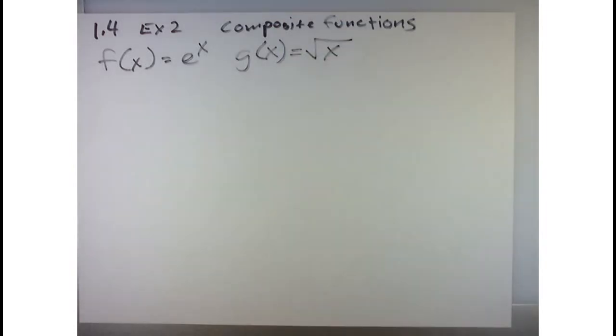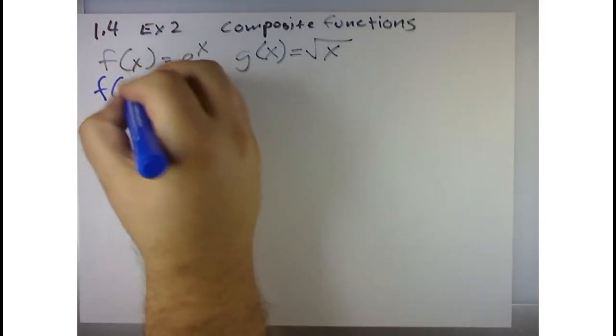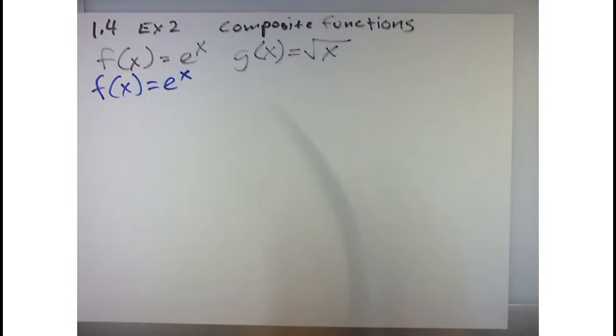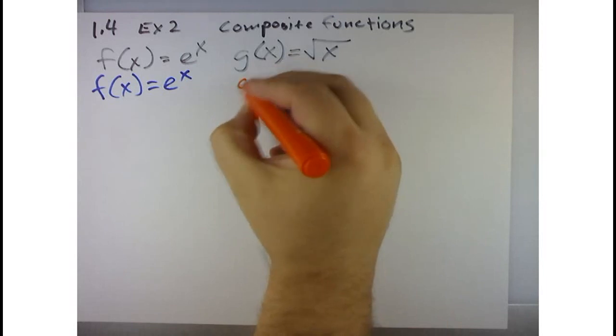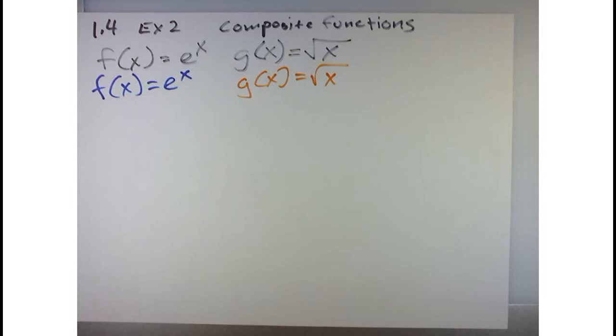Okay? So now a composite function is taking one function and plugging it into another. So what I'm going to do is take these two functions and rewrite them, and so we'll say f of x is equal to e to the x. That's one function, and then the other one is g of x is equal to the square root of x. Now I'm writing them in orange and blue so you could see what it's like when I plug one into the other. And so a composite function is basically plugging one function into the other.